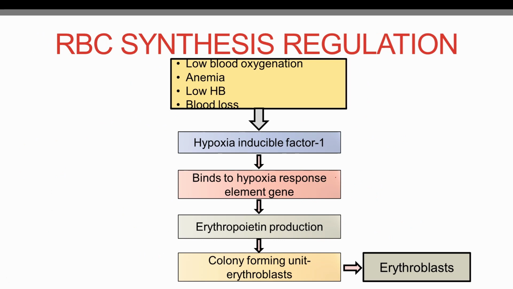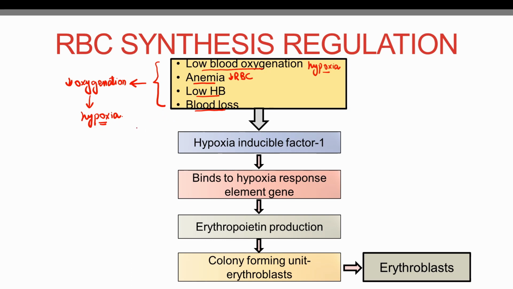So coming on towards the regulation of red blood cell synthesis. The main regulator for red blood cell synthesis is tissue oxygenation. So low blood oxygenation, anemia due to a decrease in the quantity of red blood cells, low concentration of hemoglobin, and excessive blood loss can all lead to decreased oxygenation of the tissues, causing hypoxia. The hypoxia of renal tissues is by far the most important driving factor for the production of red blood cells.